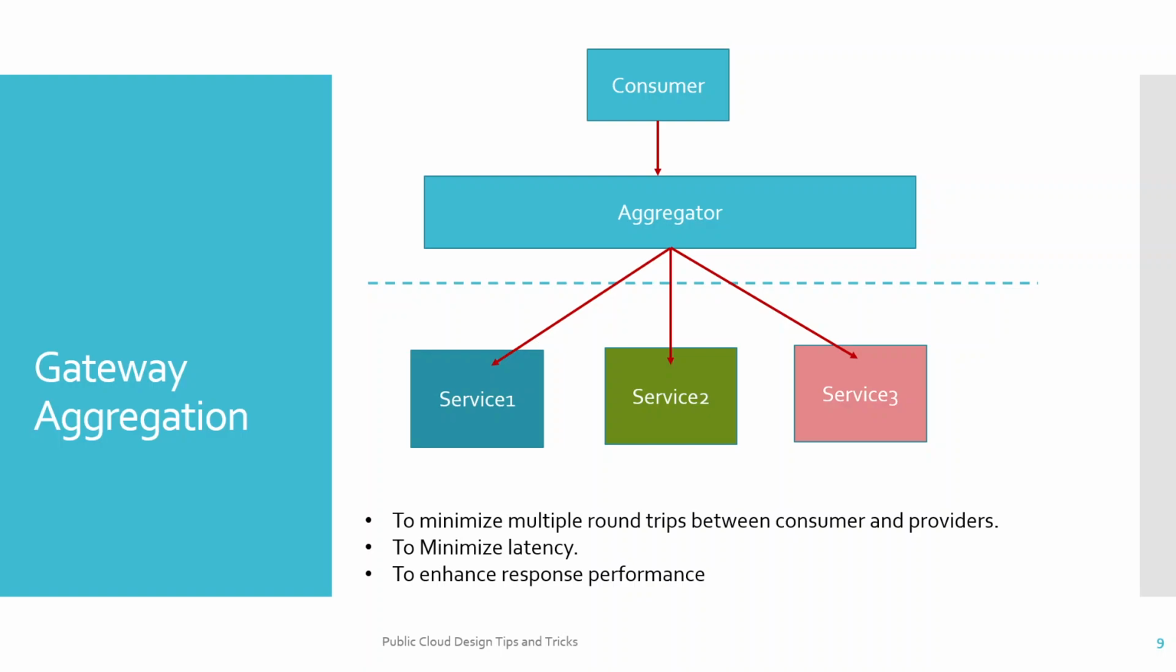So what it does, the aggregator pattern is again deployed as another service that actually does the aggregation of different responses into one unit. So the advantage of creating that particular kind of pattern is it always minimizes the latency and it enhances the response, or the performance of the trip basically, for the microservice request-response paradigms. So that is where the gateway aggregation pattern comes into the picture.